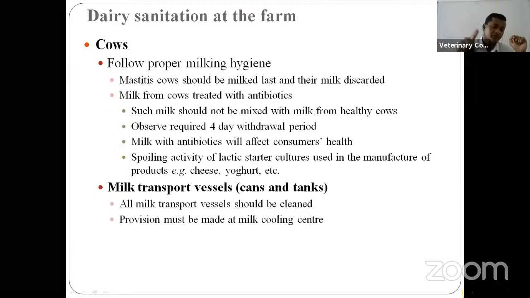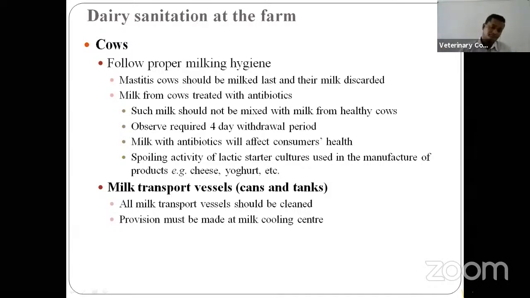So you follow the withdrawal period, which is not universal, which is specific to a particular molecule of the antibiotic or anthelmintic or veterinary drug. That has to be followed, and this period we call the withdrawal period. Withdrawal period means you have to withdraw from supplying to the milk collection society. Don't give this milk. It is not a market milk if the withdrawal period is not followed.